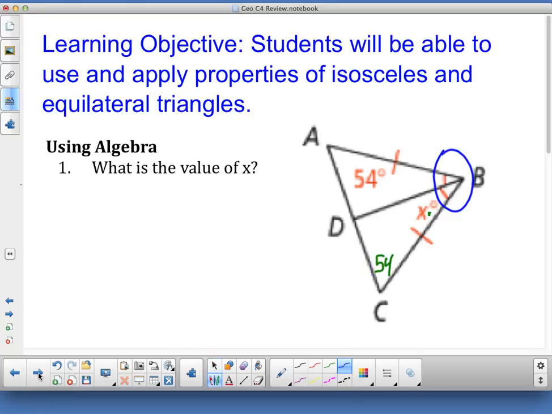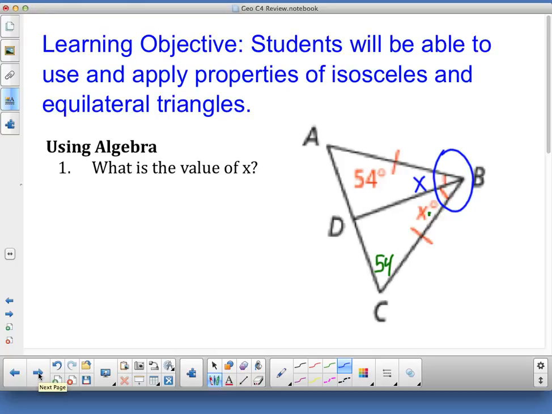What's going on right there? What can I classify DB as? If I had a list of words, and we did this in chapter 5, what could I call DB? I want you to think about it. What do you got? Angle bisector, perfect. I've got two angles that are congruent. So I'm looking at the idea that not only is that x, but this is x. And I'm going to use that with triangle sum theorem.